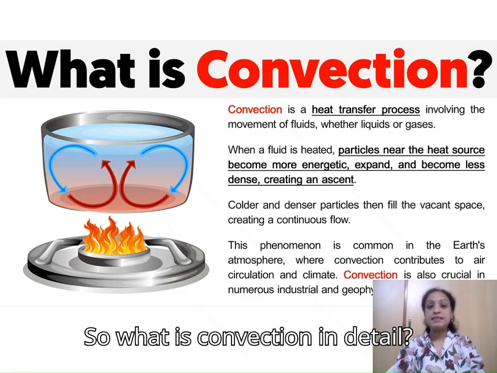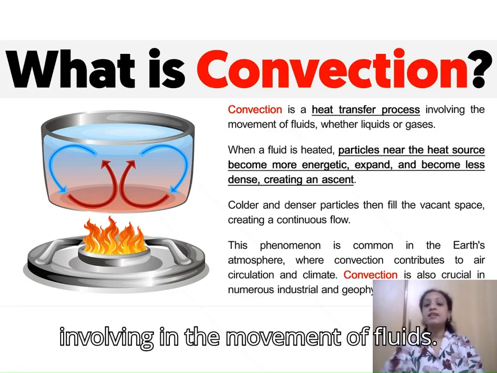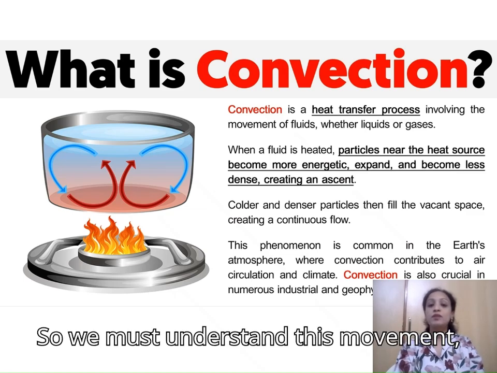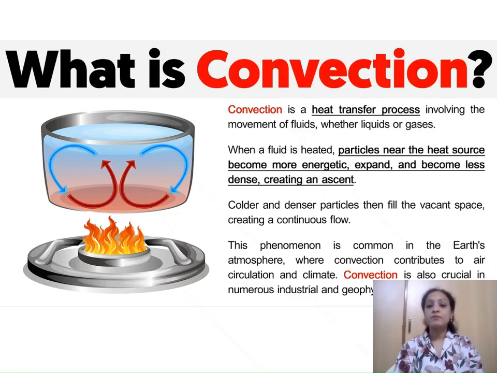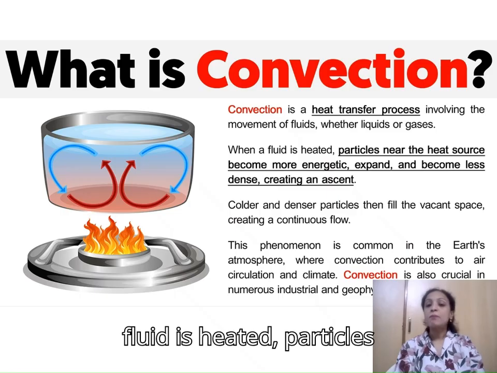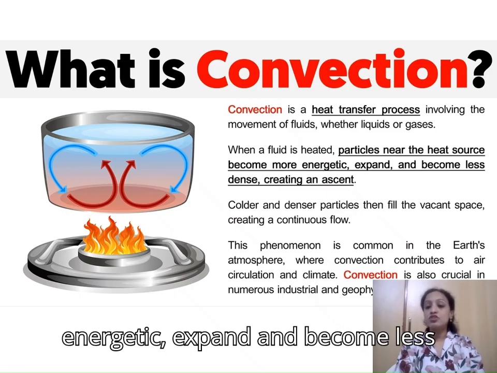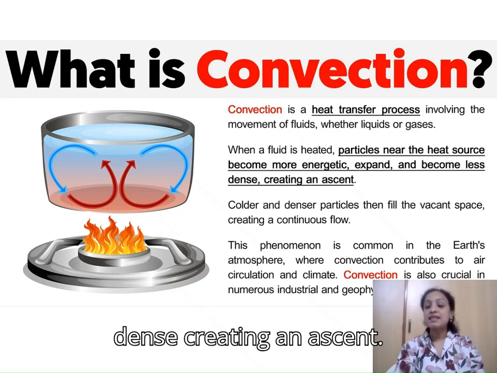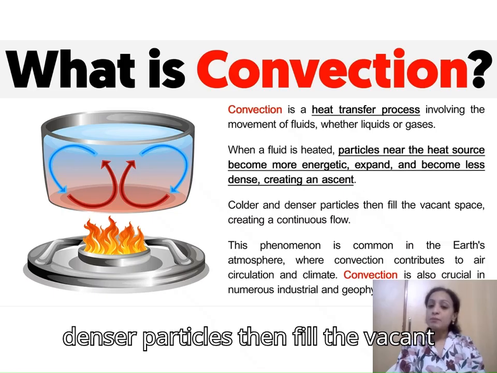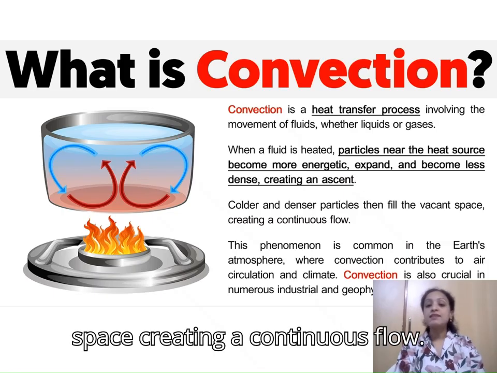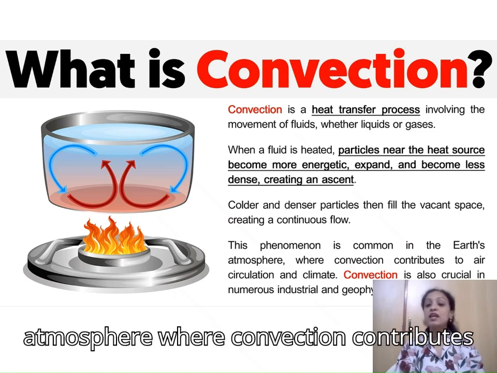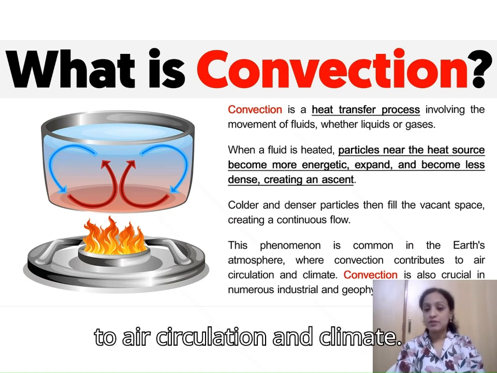So what is convection in detail? Convection is a heat transfer process involving the movement of fluids. So we must understand this movement, the movement of fluids, whether liquid or gases. When a fluid is heated, particles near the heat source become more energetic, expand, and become less dense, creating an ascent. It ascends. Colder and denser particles then fill the vacant space, creating a continuous flow. This process is common in the Earth's atmosphere, where convection contributes to air circulation and climate.